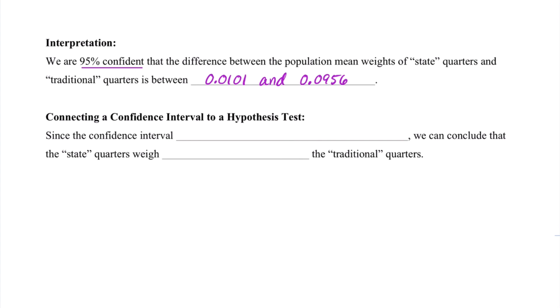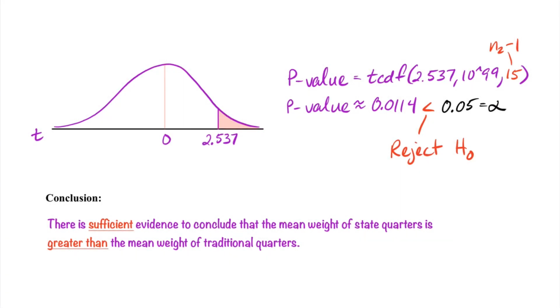Now, just to add on to this conversation, we want to be able to connect confidence intervals now to a hypothesis test. That is, we've conducted the hypothesis test on this data already, and now we've constructed the confidence interval as well. So we want to tie those two ideas together. Well, since the confidence interval does not contain 0, we can conclude that the state quarters weigh more than their traditional quarters. That is, remember we previously rejected the null hypothesis that state quarters weighed the same as traditional quarters, since we found a small p-value that was less than our alpha, and our conclusion was that there is sufficient evidence to conclude that the mean weight of state quarters is greater than the mean weight of traditional quarters.